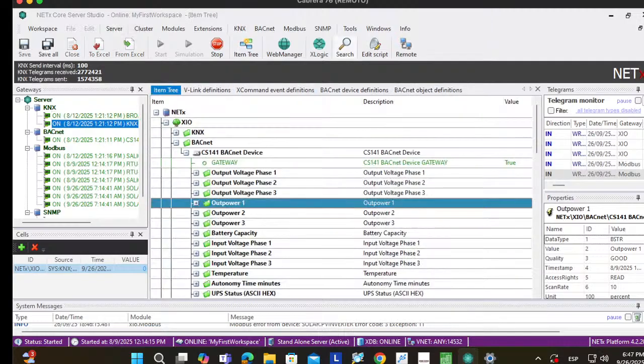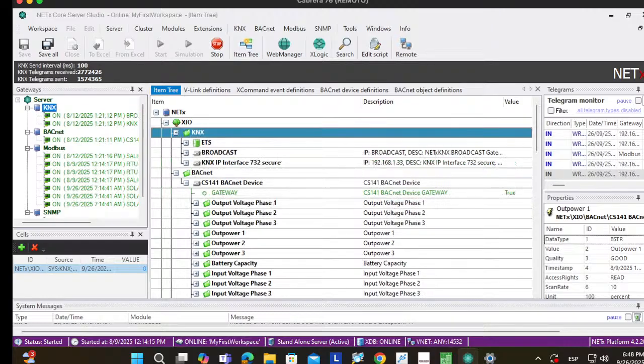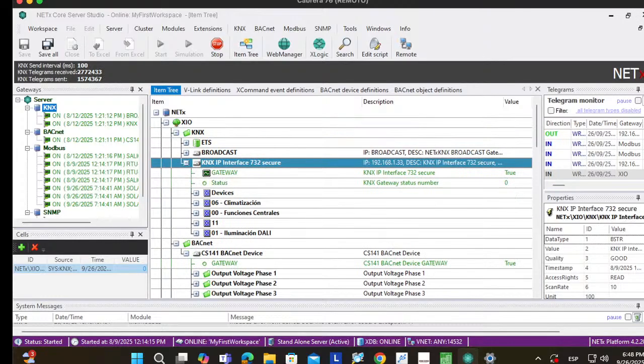Okay, so this is a BMS. This is the tree view, and I have to say this is very common for many other BMS in the market, this way to work, or this environment, I would say. So as you can see here, I have KNX. I connected to an IP interface.